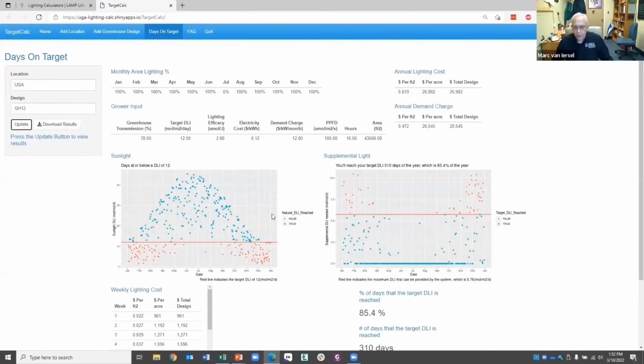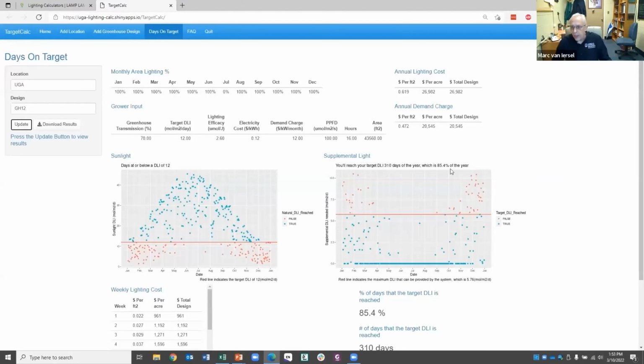The graph on the left is the same as it was in the other calculator. It shows how much light you can expect to get in your greenhouse from the sun, with this red line here indicating your target daily light integral, in this example 12 moles per square meter per day.